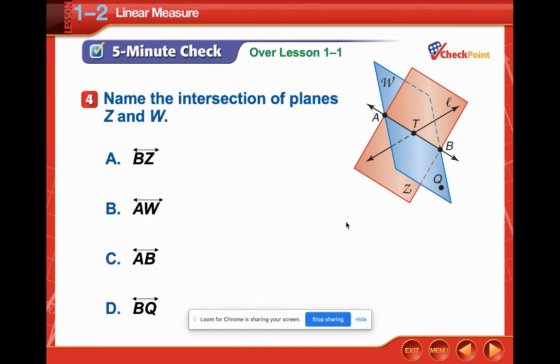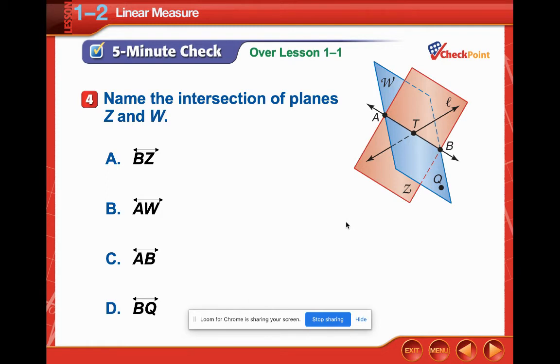All right, number 4. I apologize for the last one where I didn't give you guys time to solve it on your own. This time I am going to give you guys about 5 to 10 seconds to pause the screen and try and solve this problem on your own. All right, hopefully you were able to figure out the correct answer.